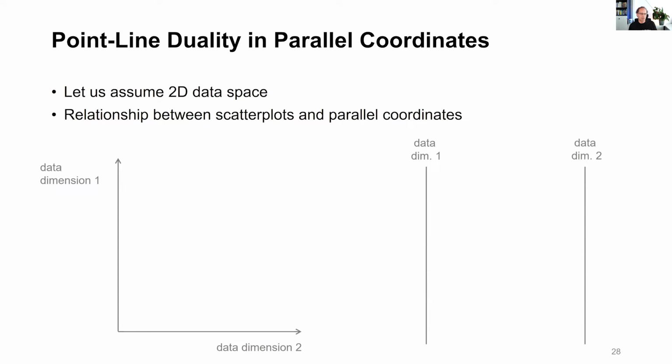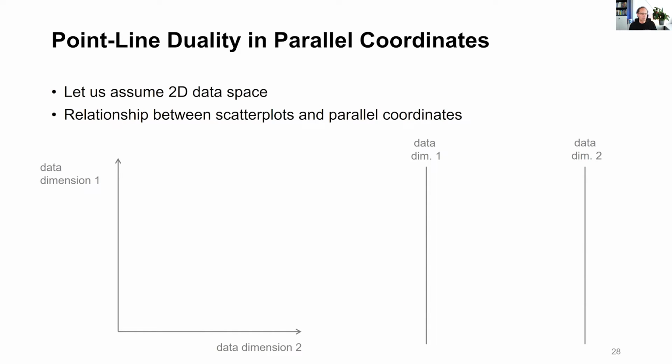Before we start with this, let me first provide you a little bit of background information. This is about the point-line duality in parallel coordinates. Let's assume that we're working in the simple case of just 2D space, and we want to understand the relationship between a typical scatter plot that you see here on the left and the parallel coordinates visualization that you see here on the right.